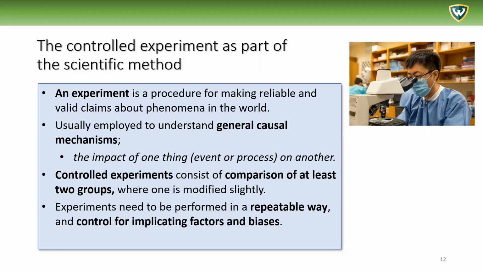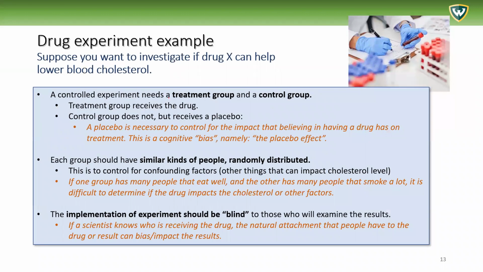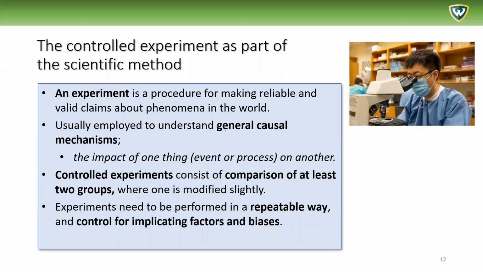An experiment is a procedure for making reliable and valid claims, what we also call true claims or accurate claims and so on, about phenomena in the world, usually employed to understand general causal mechanisms. This is not always the case, and it's not necessary, but it's often the pursuit of science, which we want to understand both causal mechanisms, so relationships of cause and effect, essentially the impact that one thing, event, or process has on another. But we also want to examine these general impacts.